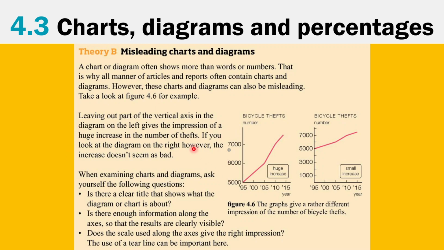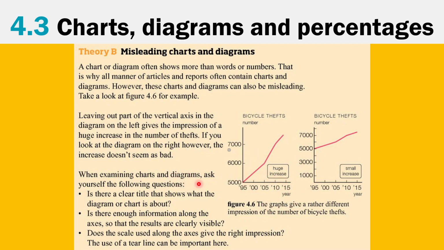For example, here they do that by leaving out a part of the vertical axis. Always start at 0 here, and then you will see that indeed the increase is not as big as you think, because now you're going to compare it to the starting point, and here the starting point is so low that the comparison is going to be a lot bigger. It's going to look like the increase is a lot bigger than it actually is.